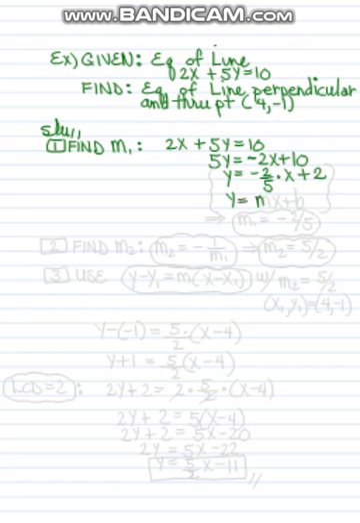y equals mx plus b. Compare these two and we'll see that m sub 1 is equal to -2/5.